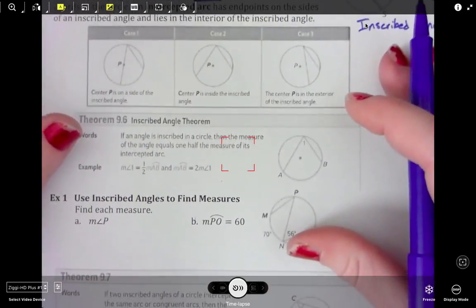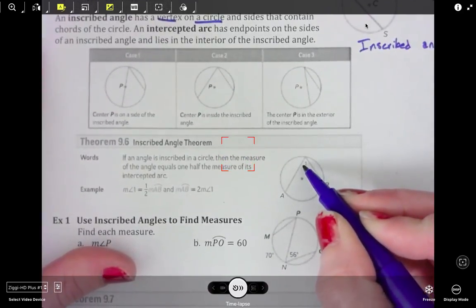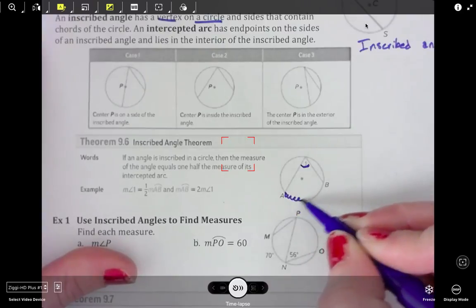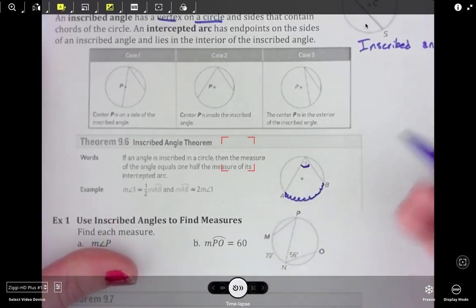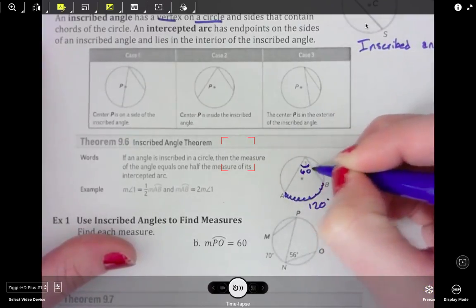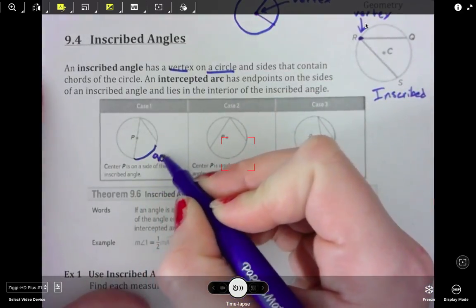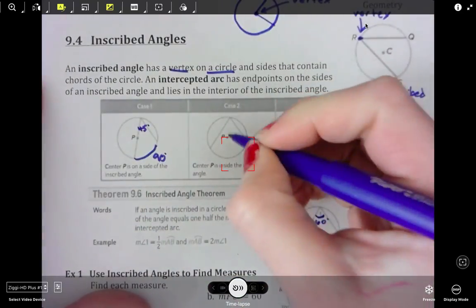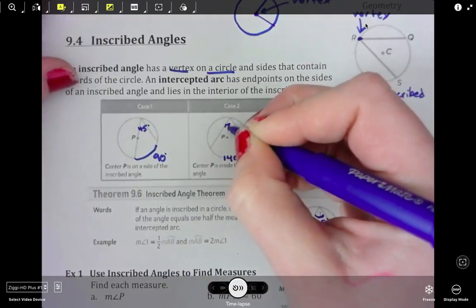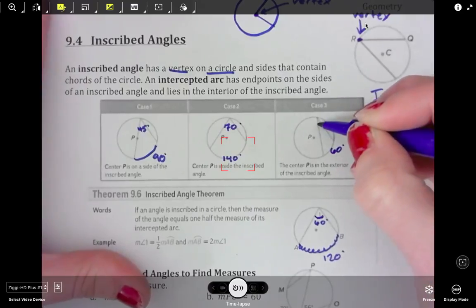Now in each one of them, it does not matter which one of these you're talking about. The angle here of the inscribed angle will always be half of what this intercepted arc is. So if this arc, let's say, is 120 degrees, this angle will be 60. Okay, if this arc here is 90, this guy will be 45. This one, let's say, is 140. This guy will be 70. And let's say this one is 60 degrees. This one will be 30 degrees.